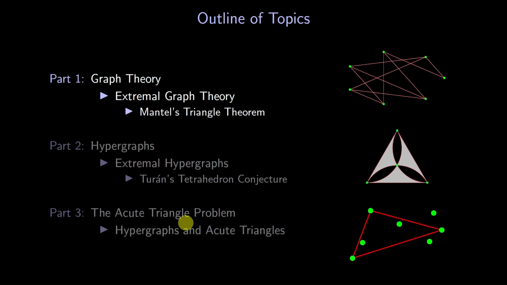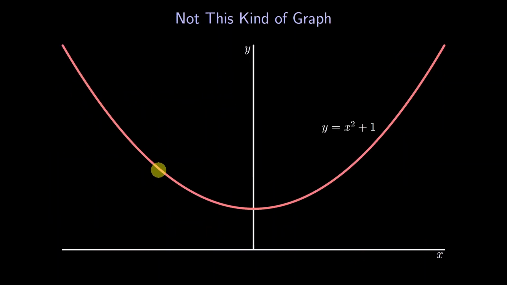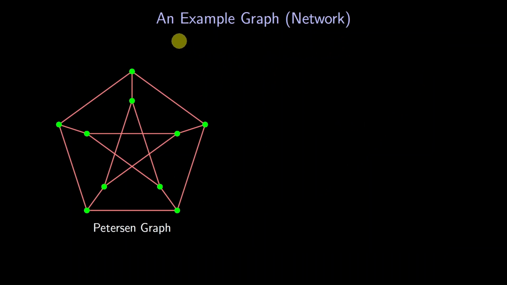Okay, step 1 is graph theory. When we talk about graphs in this video, we're not talking about this kind of graph. This graph is the graph of a function, but that's not what we'll mean by a graph. Instead, for us, a graph is a network.